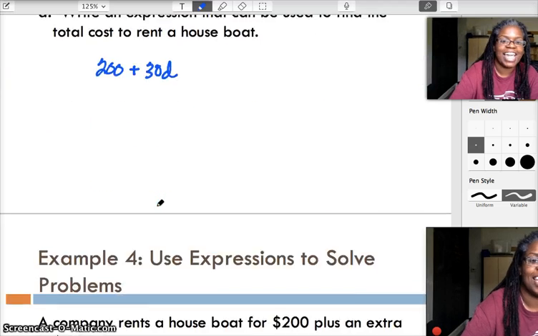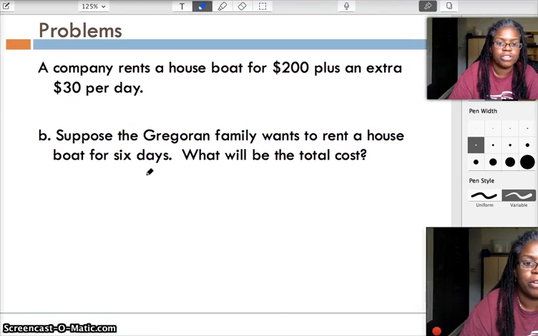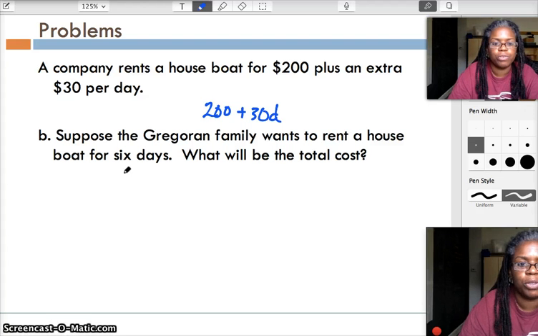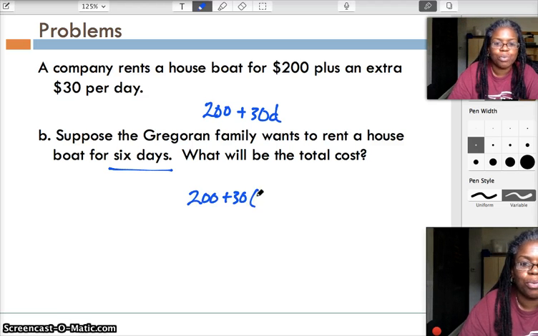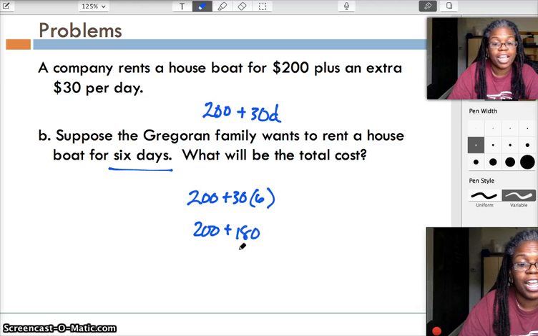Let's go ahead and check out the last portion. So the last piece is that the Gregorian family, here's our expression from last time, decided that they want to rent the houseboat for 6 days. What would the total cost be? Since we know the number of days, we're going to use our expression to input that information. So we're going to put 6 days here. We'll do a little bit of multiplication, and we get that they're going to spend an extra $180 and they'll end up spending $380 altogether.